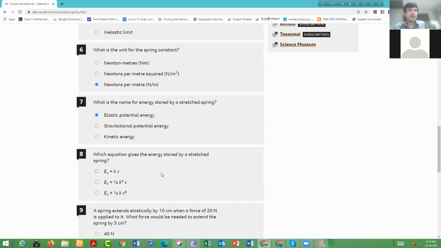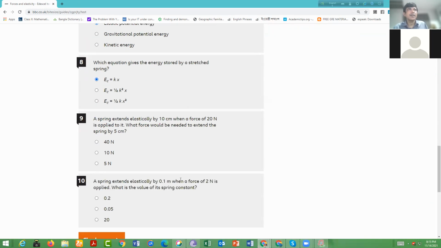Which equation gives the energy stored by a stretched spring? E equals kx. Exactly. A spring extends elastically by 10 centimeters when a force of 20 Newton is applied to it. What force would be needed to extend the spring by 5 centimeters? Calculate.